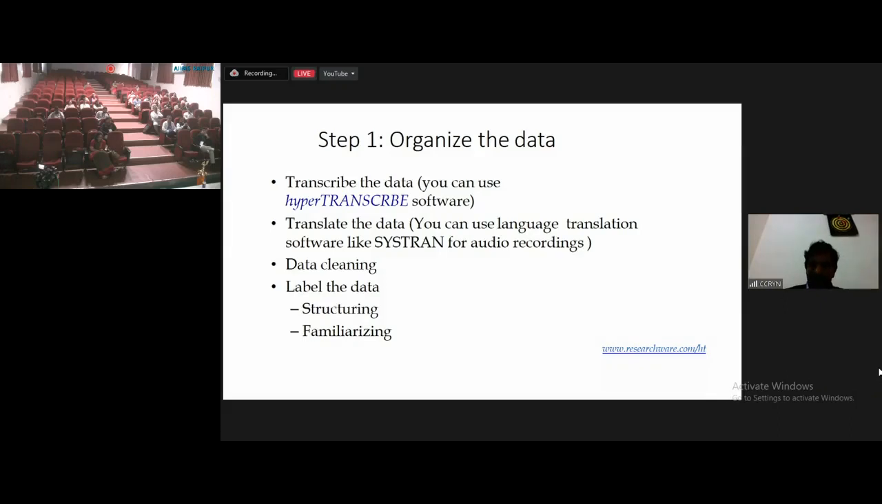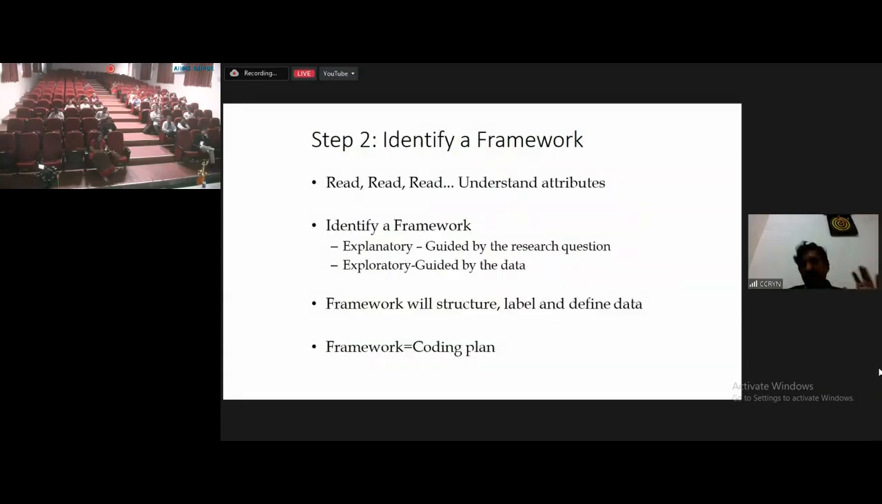Once you do the transcription, you have to clean the data. A lot of spelling mistakes, errors, all those things have to be cleaned up. Label the data; structuring and summarizing the data is very, very important. Okay? Understand attributes, very important. As you go through all the paragraphs, you have to make your own notes. What attributes have been answered? Is there a new attribute coming up in that particular interview, and go deeper into that. So, identifying the framework can be of two types. It can be guided by the research person or team you have in hand. Or exploratory, just going through everything and then finding out and making your own things. Okay, guided by the data.